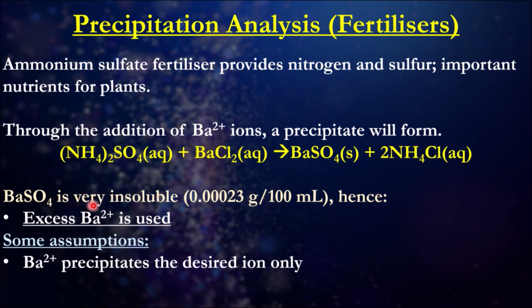Now, barium sulfate is very insoluble, which is why we want an excess amount of barium to react with it. But there are some assumptions that we need to make when we do this process, and that is assuming that the barium ions only precipitate the desired ions, which is sulfate. In reality, depending on what chemicals or ions you have in the fertilizer, the barium might precipitate out some other ions that are not sulfate. So for the simplicity of our calculation, we just assume it's only the desired ion that is being precipitated.